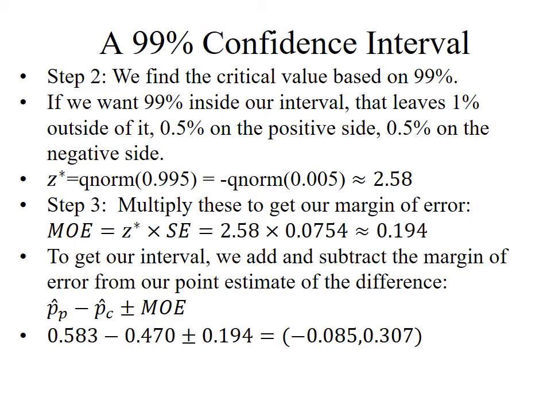The proportion of A's and B's among the pencil and paper note takers, minus the proportion of A's and B's among the computer note takers. So there's the 0.583 minus the 0.470, giving me my 0.113, the 11.3% difference. And then I add and subtract 19.4% to that. And so my confidence interval ranges all the way from negative 8.1% all the way up to positive 30.7%.